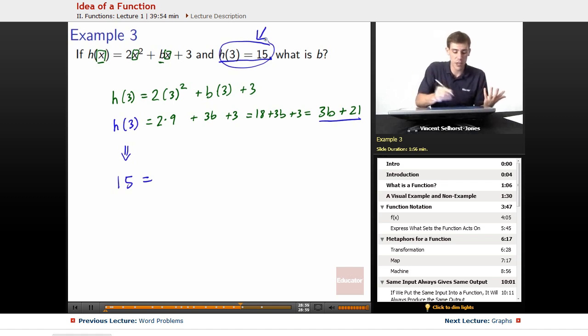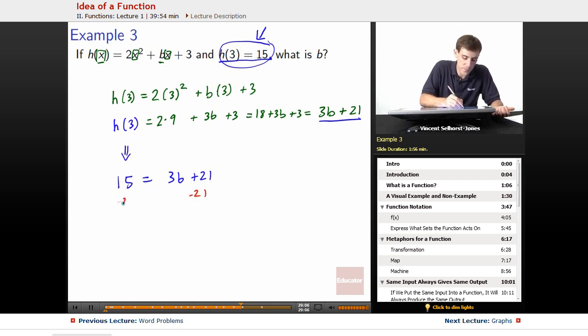So 15 equals 3b plus 21. We subtract 21 from both sides. We get negative 6 equals 3b. We divide by 3 on both sides. And we get negative 2 equals b.